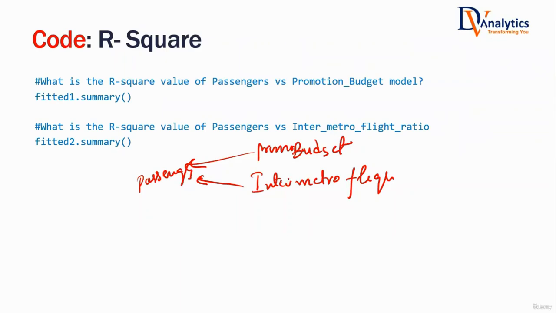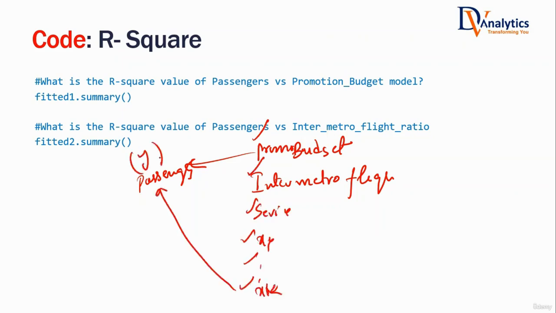But do you think it is only the promotional budget that impacts the passengers, or passengers are actually impacted by promotional budget, inter-metro flight ratio, service quality score, X4, X5, and so on, XK? Do you think multiple variables impact the target variable Y, or it's only one variable that impacts the target variable Y in isolation? What happens in real life?